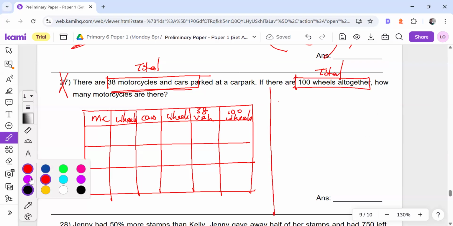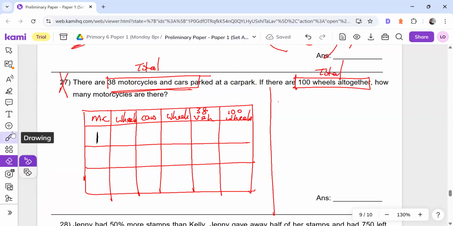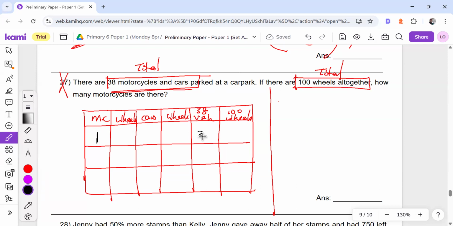So first step, you take the 38, right? Very simple. Just start with one. You can have one motorcycle or one car, up to you. If there's one motorcycle, then how many cars? 38 minus 1 will be 37. So three rows get the answer, you just have to start with one. Just one only. Very simple. One motorcycle or one car.